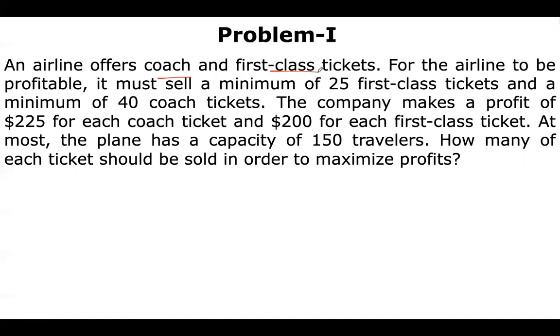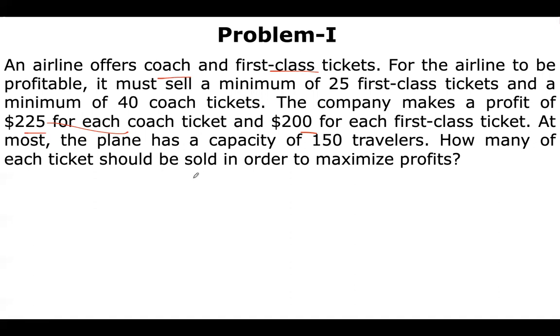So the company makes a profit of $225 for each coach ticket and $200 for each first class ticket. So this is the profit associated with every ticket, each ticket related to coach and first class. At most, the plane has a capacity of 150 travelers.